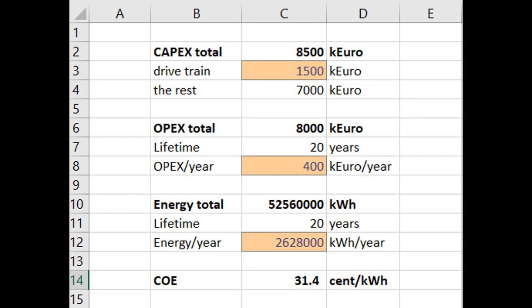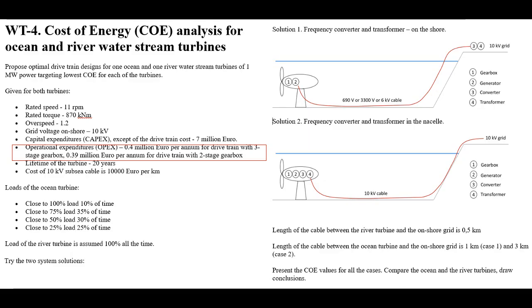So we can imagine that the gearbox with a high number of stages will fail more often and we will need to repair it. So the costs for a high stage number gearbox will be higher than for a low stage number gearbox. And this is reflected in the exercise description.